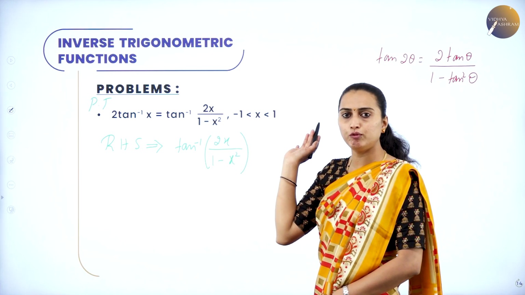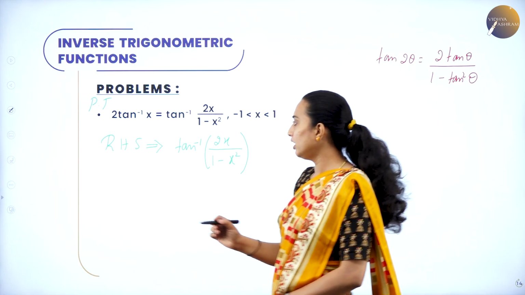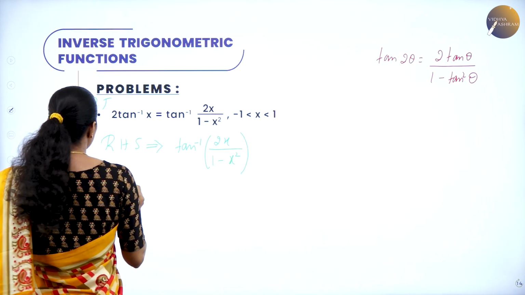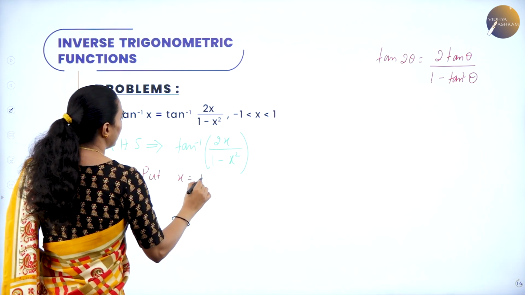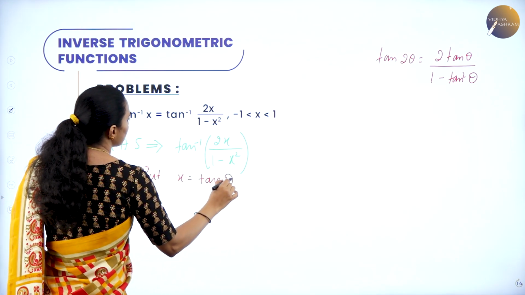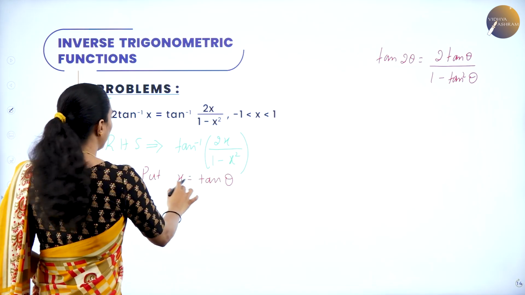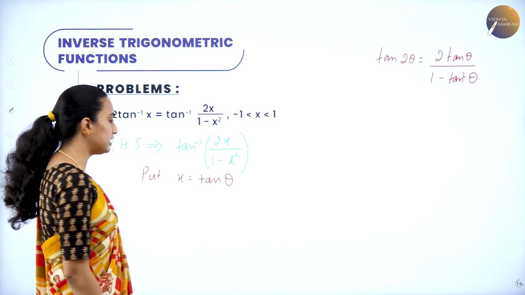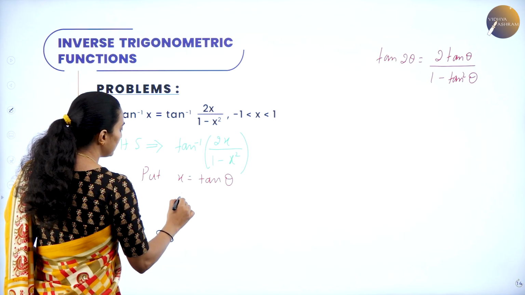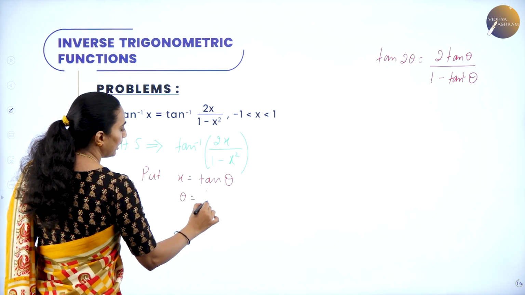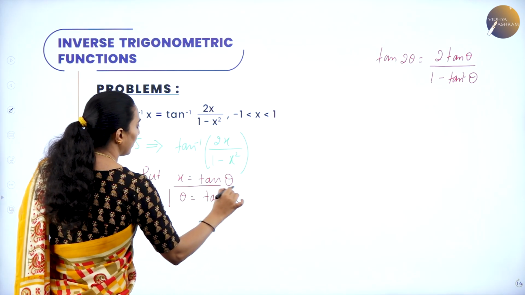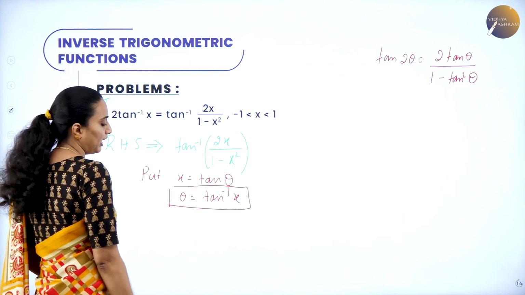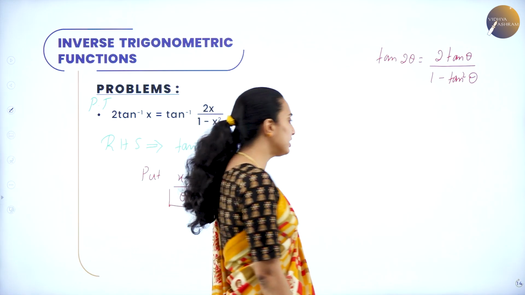What is the substitution I have to do? Tan theta. So therefore here I am going to do the substitution. Put x is equal to tan theta. Dear students, observe that if x equal to tan theta, theta will be equal to, bring tan to that side, it will become tan inverse x. This is important, okay? Substitution as well as theta will become tan inverse x.